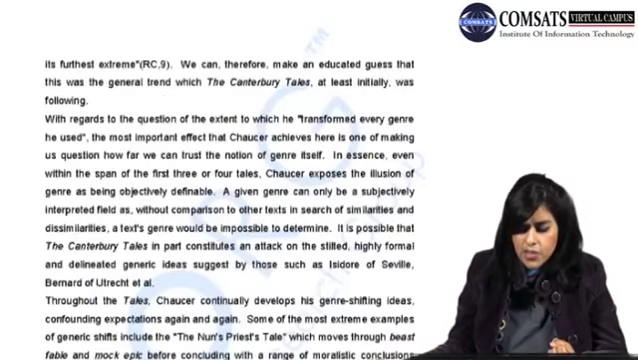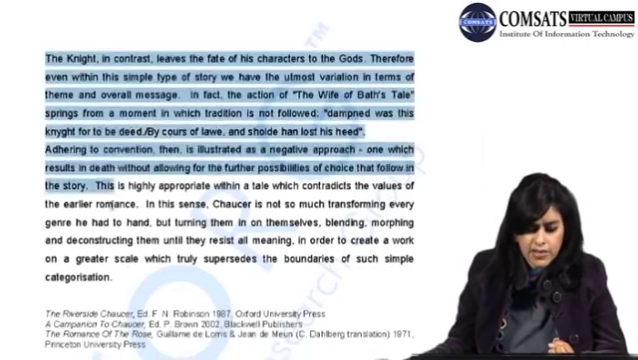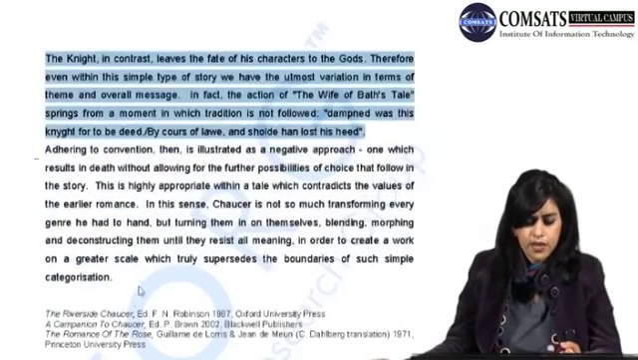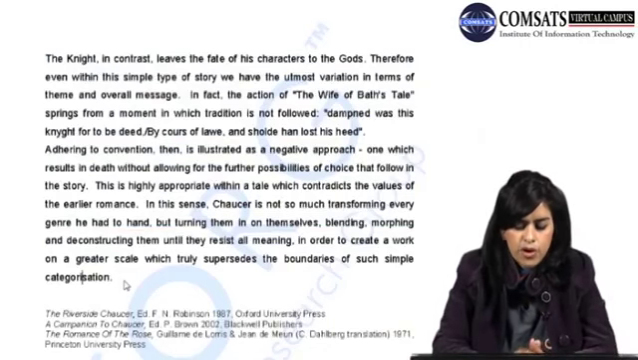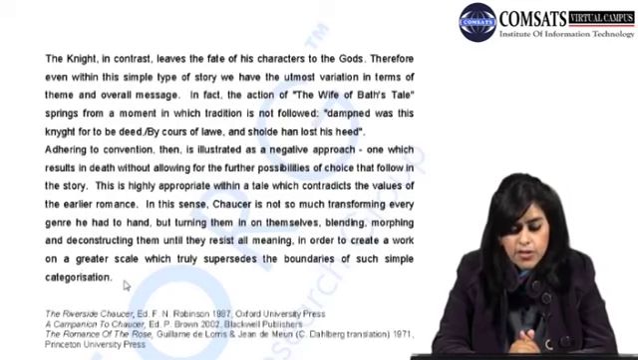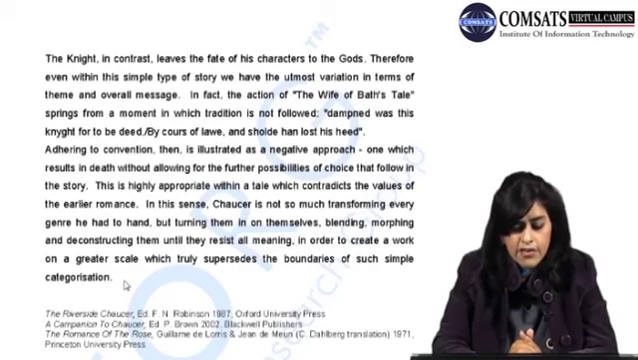Let's only read the last paragraph, in which the author has tried to tell how Chaucer has transformed every one of his works into some different genre. Adhering to convention, then, is illustrated as a negative approach, one which resulted in death without allowing for the further possibilities of choice that allow in the story. This is highly appropriate with a tale which contradicts the values of the earlier romance.